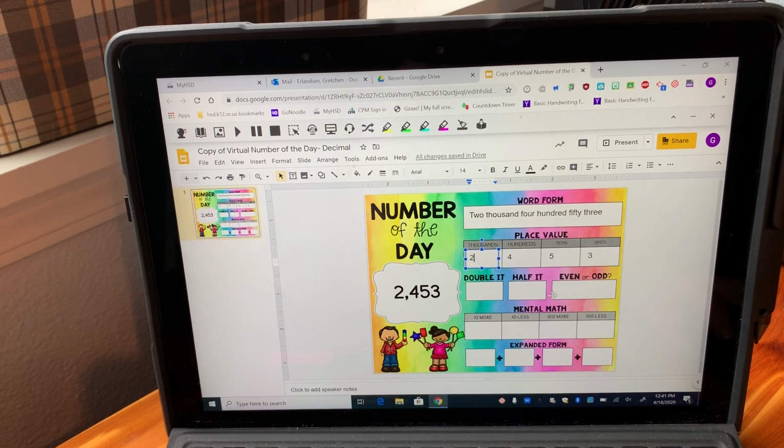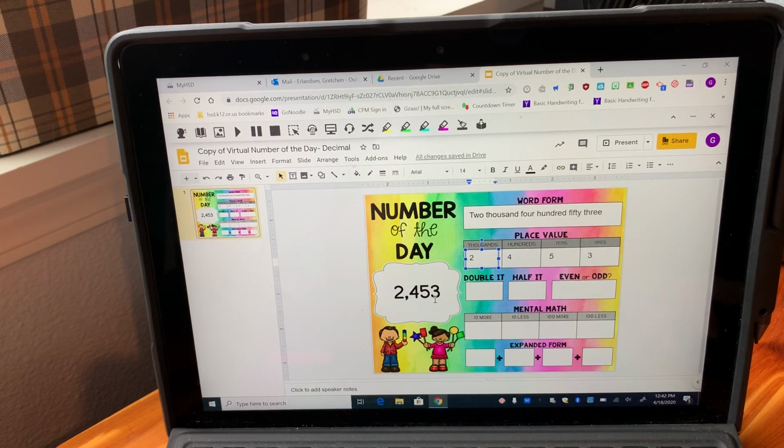So when I think about doubling and halving a number that is that big, I often think I'm going to probably need some scratch paper. So I grabbed myself a little bit of scratch paper and worked through doubling and halving it. So what I did was I looked at the number 2,453, and I'm going to double it.